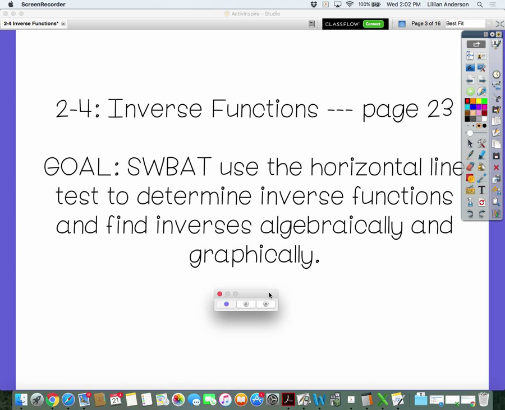Just make sure it's going to go on page 23. Hold up on the blue just for the moment. But please make sure you do define your goal, okay?